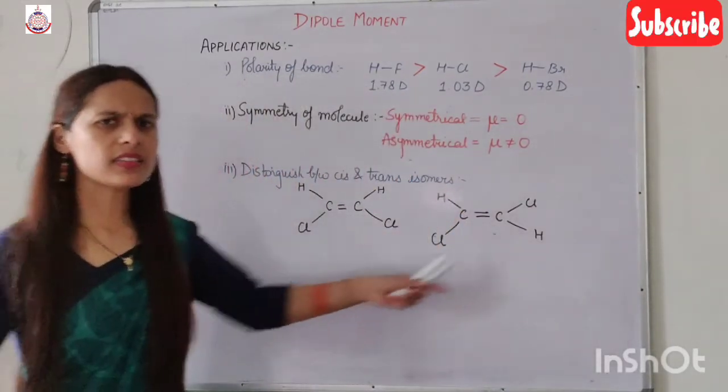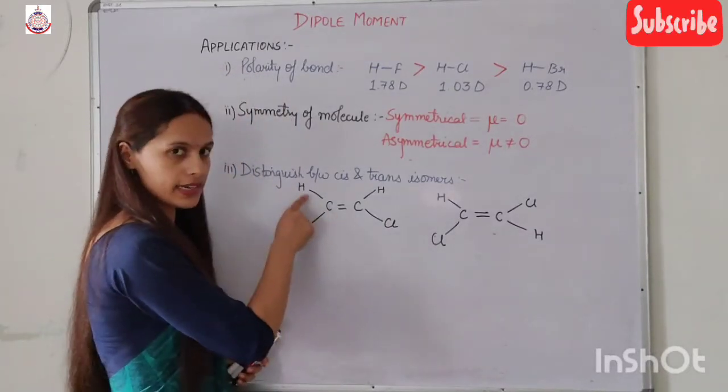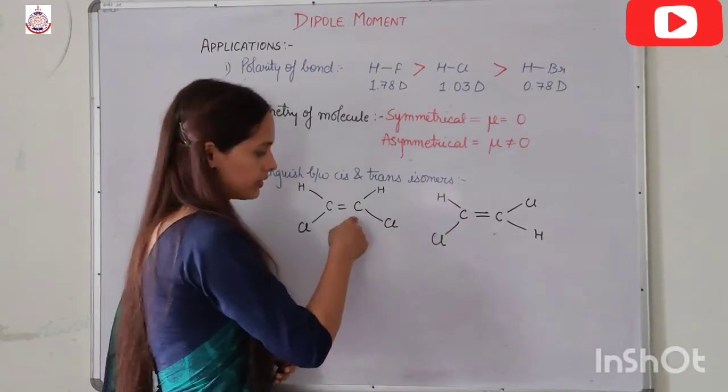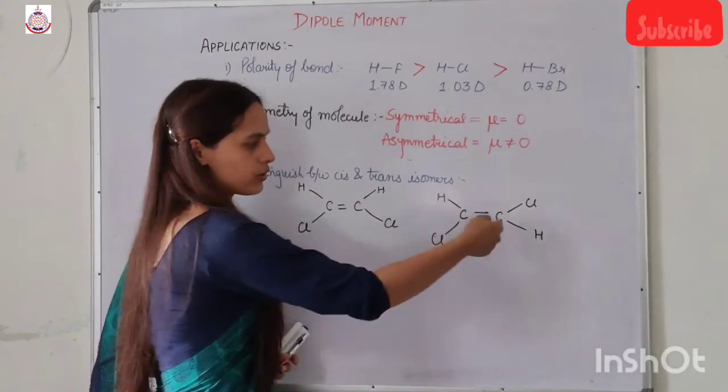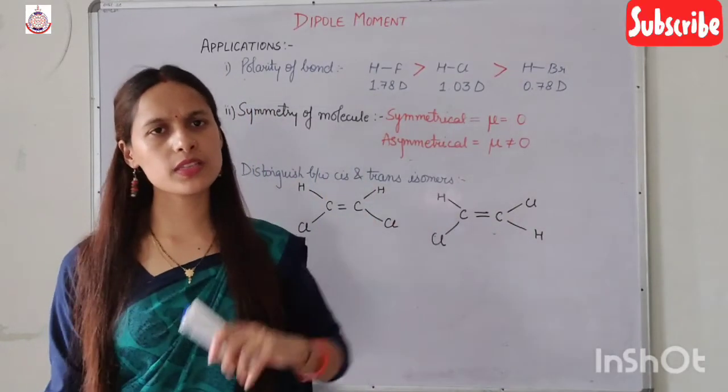Now, what is the difference between these two molecules? Here, this carbon is attached with hydrogen and chlorine. This carbon is attached with hydrogen and chlorine. This carbon is also attached with hydrogen and chlorine. This carbon is also attached with hydrogen and chlorine. So, what is the difference between these two structures?